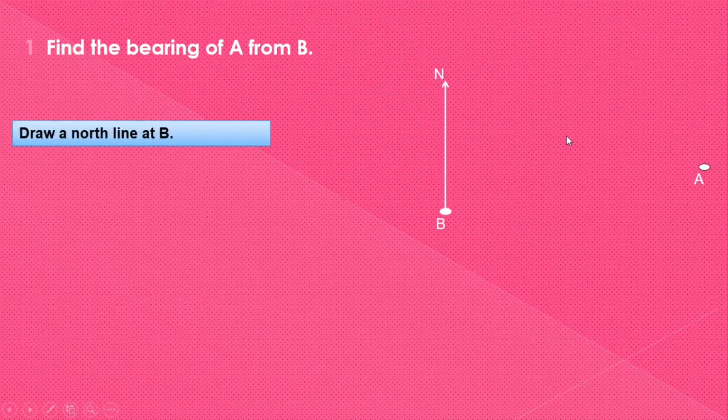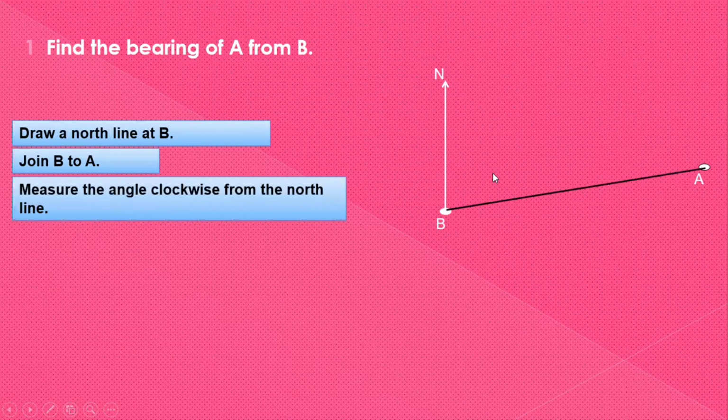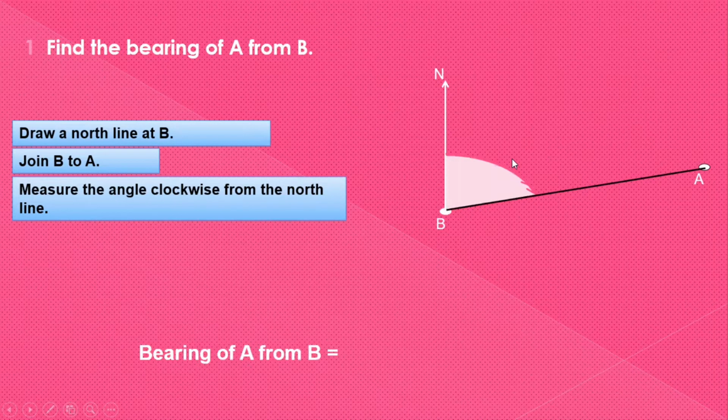So we draw the north line at B, straight, 90 degrees. The second step, join B to A, and then measure the angle clockwise from the north line. This is the angle which we are going to measure. On measuring this angle, we find that the bearing of A from B is 75 degrees.